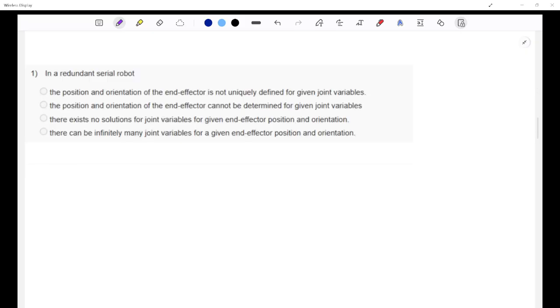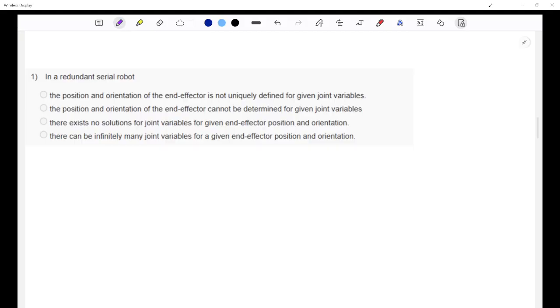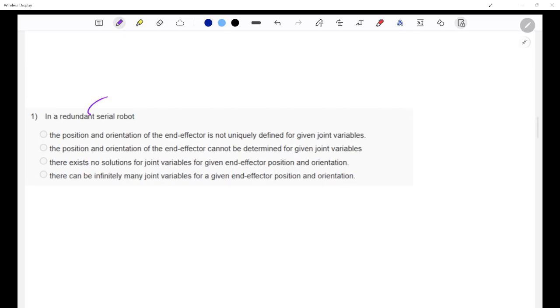explain the things in detail even more, but if we have time, let's move to a few questions. So the questions here are: in a redundant serial robot, by the way, what is a redundant robot? What is this redundancy? It means when the degree of freedom of the robot is greater than the degree of freedom required for the task.